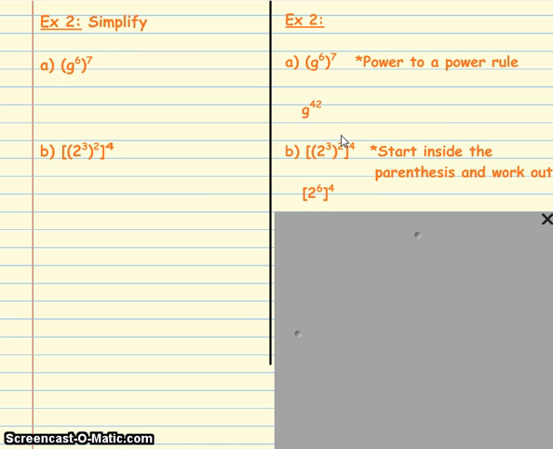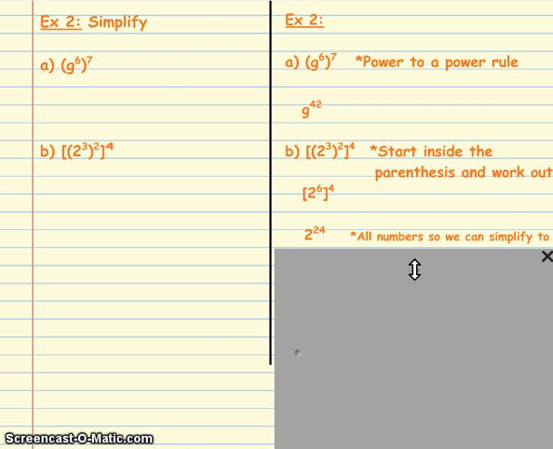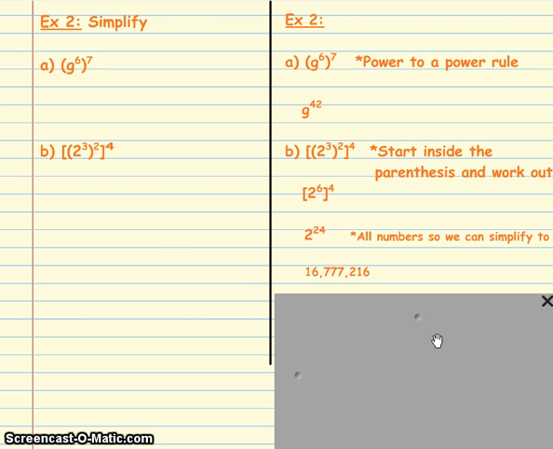So we can multiply the 2 times the 3 to get 2 to the 6th power, leave our brackets, and the 4th power on the outside. Now we can distribute that. So 6 times 4 is 24, so we get 2 to the 24th power. And these are all numbers. The other examples I've given to you had variables, so we can actually simplify this number, figure out what it is. 2 to the 24th power is 16,777,000.